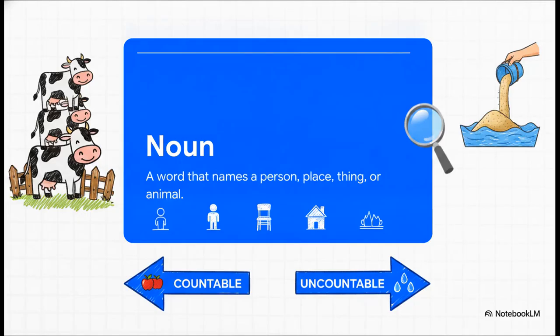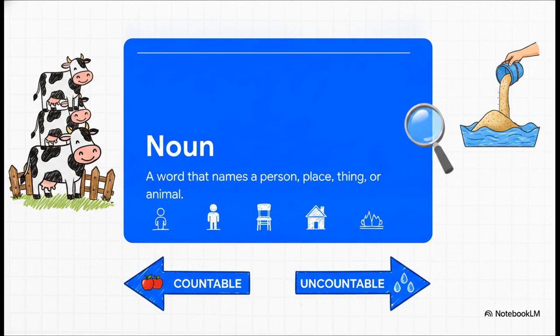So before we can jump into complex verbs and tenses, we really need to understand our basic building blocks, right? We have to know who or what is actually doing the action. And it all starts with the noun. A noun is simply a word that names a person, a place, a thing, or an animal. It's the absolute core subject of our sentence.